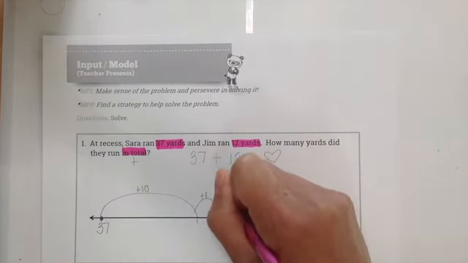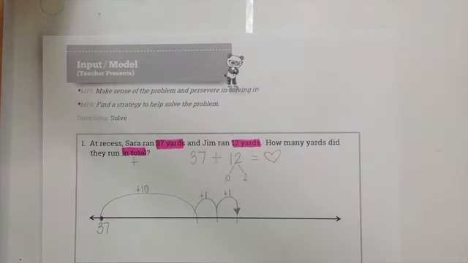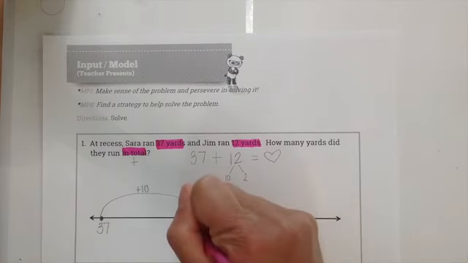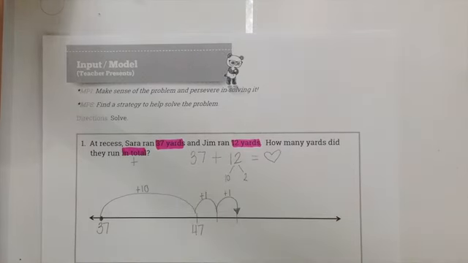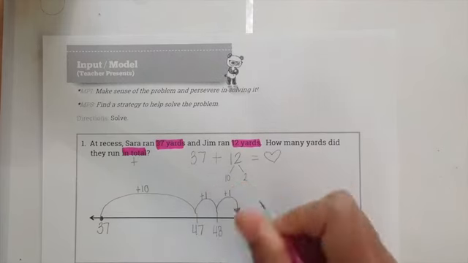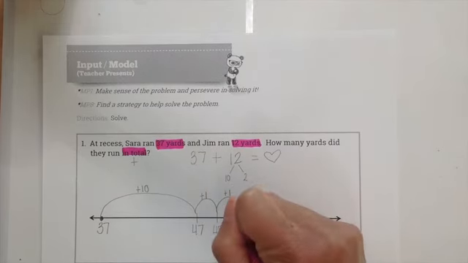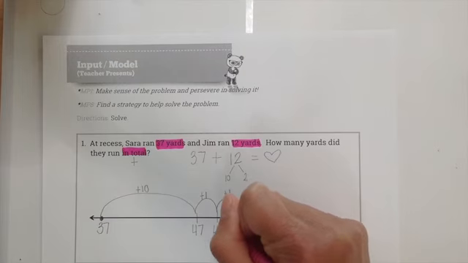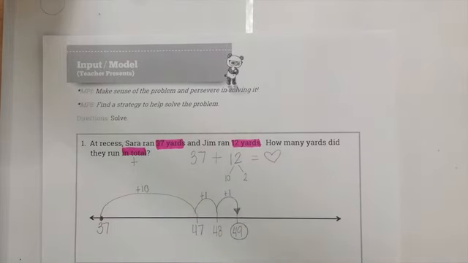So plus 1, plus 1. So 37 plus 10 is equal to 47. I added that in my head, but if I needed help, I could also add on my fingers or just count up by ones. So 47 plus 1 is 48. 48 plus 1 is 49. That's where I land. So the total is 49.